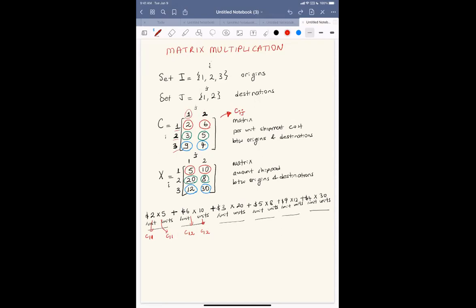Okay. And this X matrix has 6 elements, and we can refer to them as X sub ij. The i and j tell us between what pair of origin and destination that amount corresponds to. So say this 20 units here, that's an amount, that's our X.